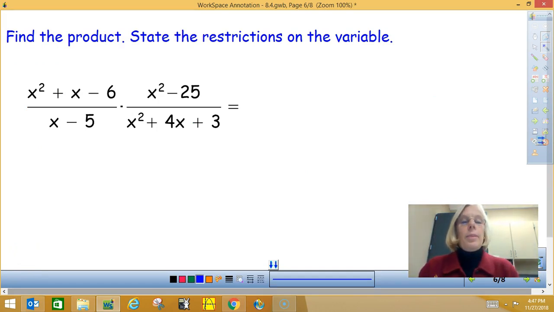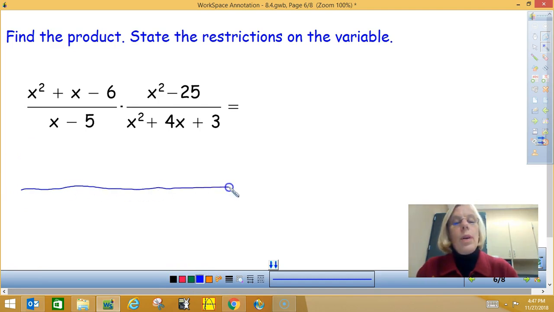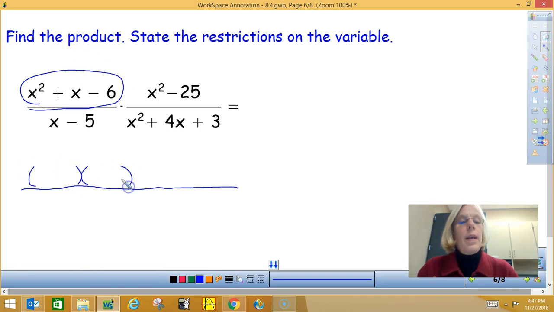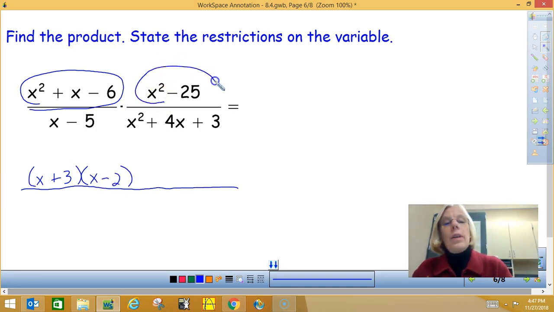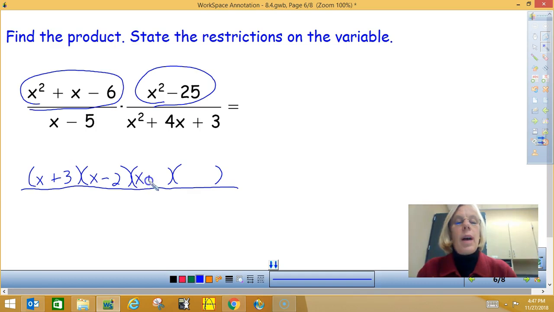Here's a second example. To multiply, we factor both numerators. So I'm going to factor x squared plus x minus 6. That factors to x plus 3, x minus 2. Then I factor the difference of squares, and I'm simply multiplying my numerators together. So this is all one product in the numerator. x plus 5, x minus 5.